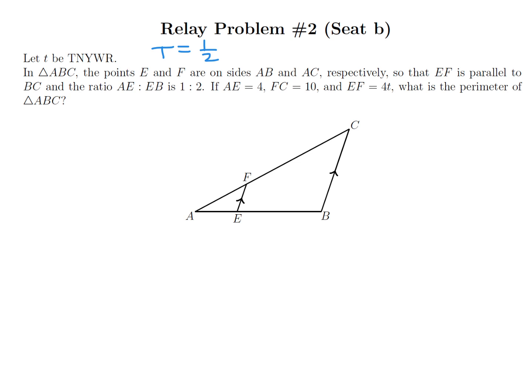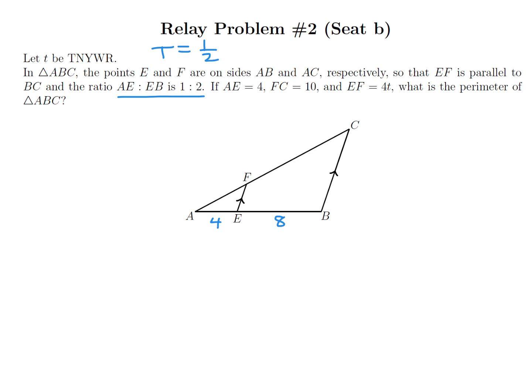In triangle ABC, the points E and F are on sides AB and AC respectively, so that EF is parallel to BC, and the ratio AE to EB is 1 to 2. If AE is 4, FC is 10, and EF is 4T, what is the perimeter of triangle ABC? Okay, so let's label this first. AE is 4, and AE to EB is 1 to 2. So EB is twice of AE, so that's 8.